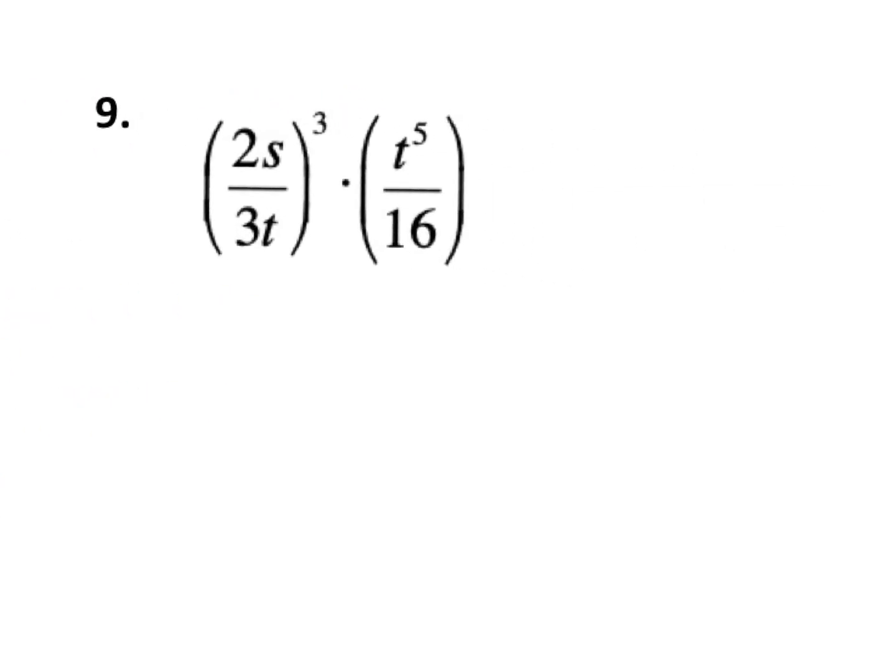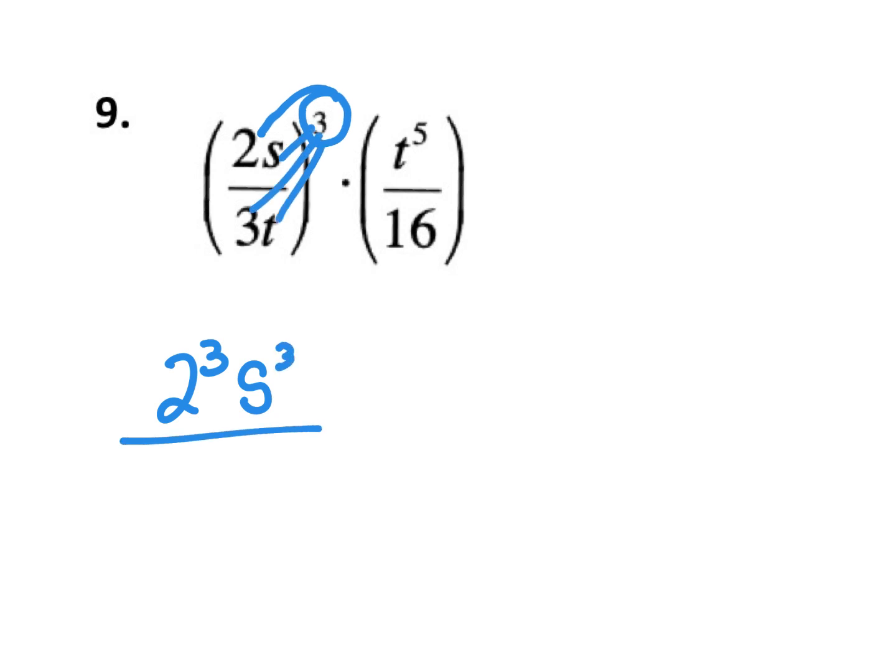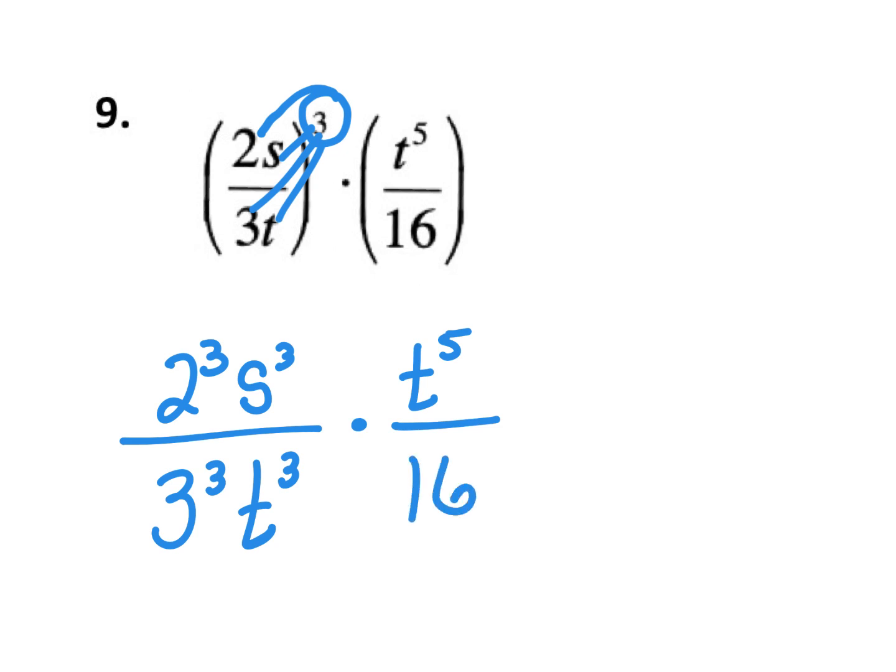And then for this problem, we need to do it in parts. First we're going to take the exponent of 3 and put it on the 2 and the s and the 3 and the t. In the second fraction, I'm just going to drop that fraction down. We're not changing anything right now.